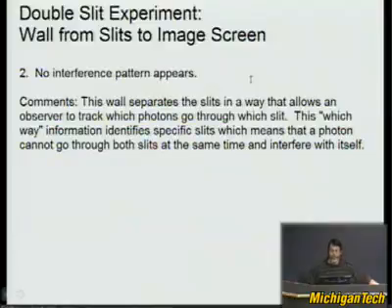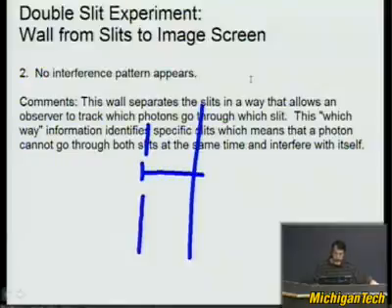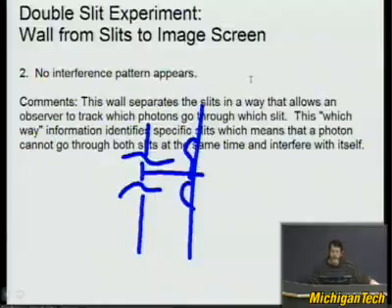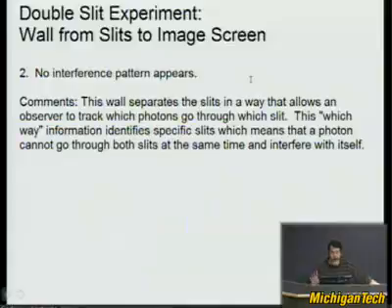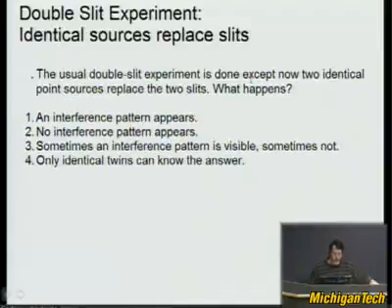No interference pattern occurs. If you put the screen here, then you can tell which slit the photons go through. Once you know which slit the photons go through, you destroy the interference pattern. So you get a brightness here and you get brightness there, but you don't see the interference maxima and minima, because now you can tell which slit the photons went through. So that wall does make a difference. So we're not always seeing interference.